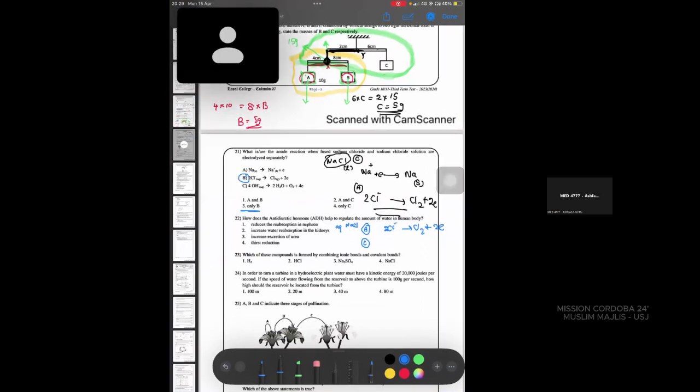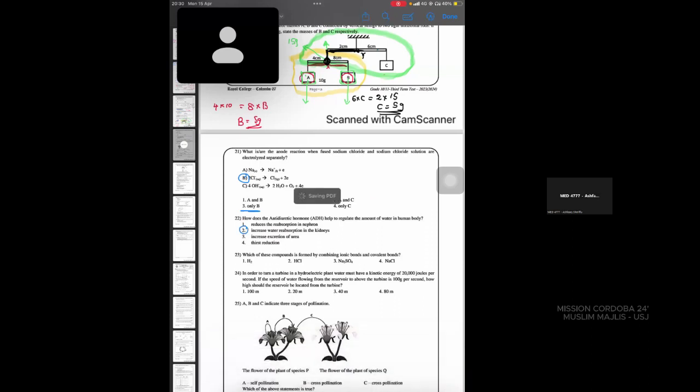Third one. How does ADH help to regulate the amount of water in the human body? Now, ADH is a hormone that is produced by the hypothalamus and secreted by the posterior pituitary that will act on the kidneys to increase water reabsorption. If you have less water in the body, ADH will act on the kidneys and increase the water reabsorption. So the answer will be increase water reabsorption in the kidney.